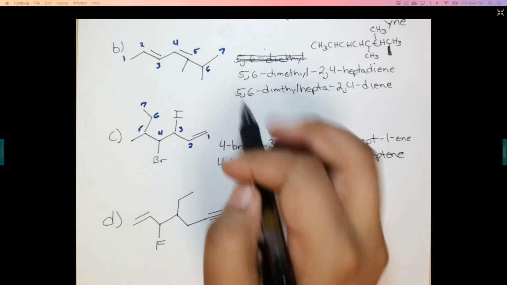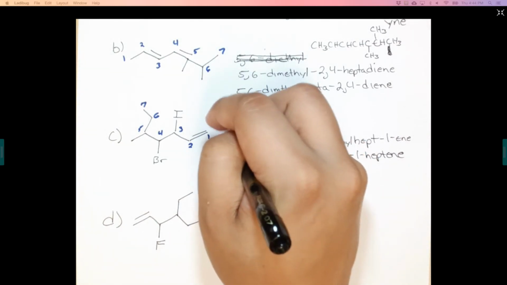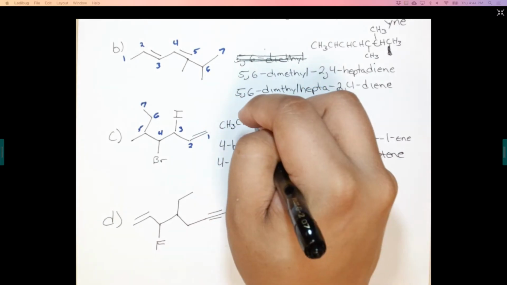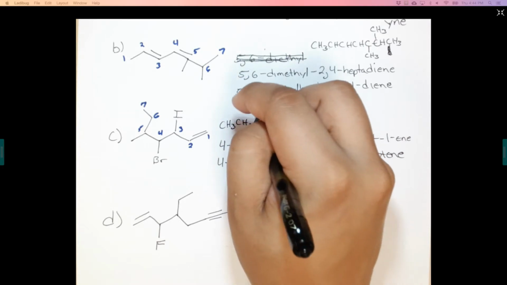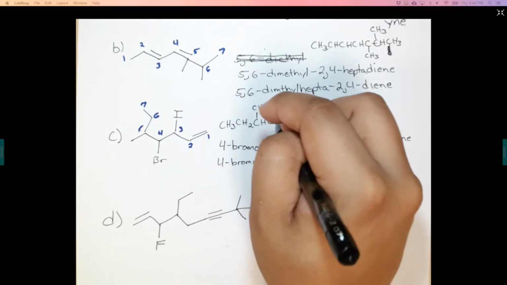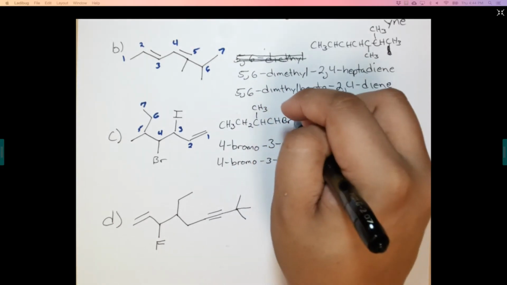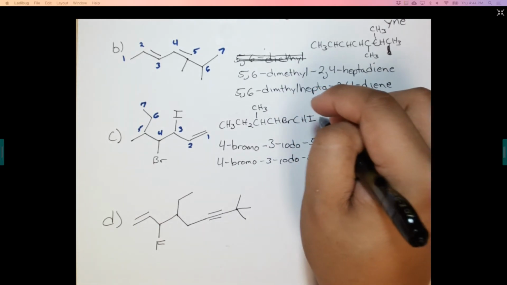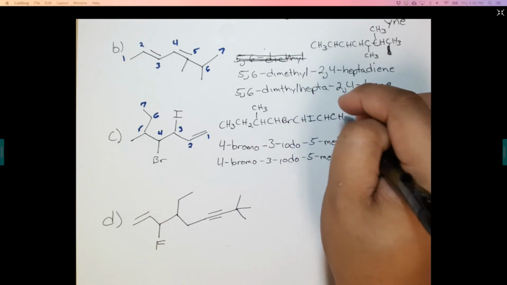The condensed formula here, if we go from left to right, 7, we got CH3, CH2, CH3 side chain, CHBr, CHI, CH, CH2.